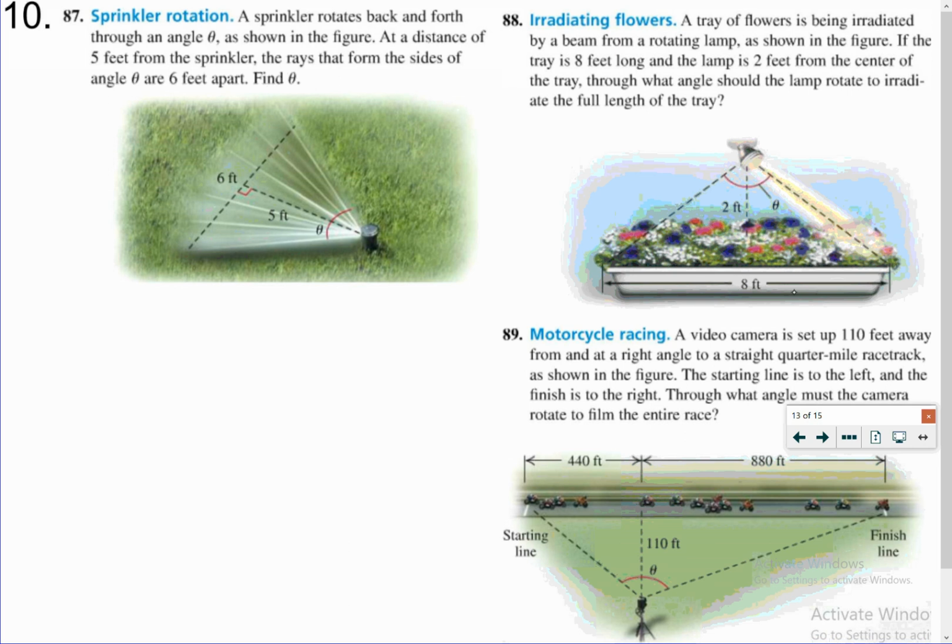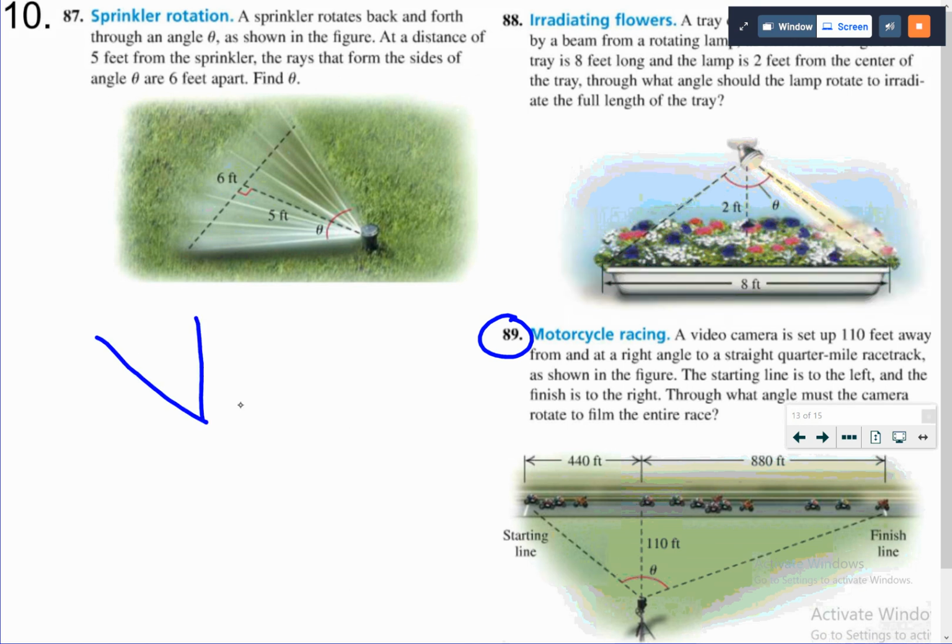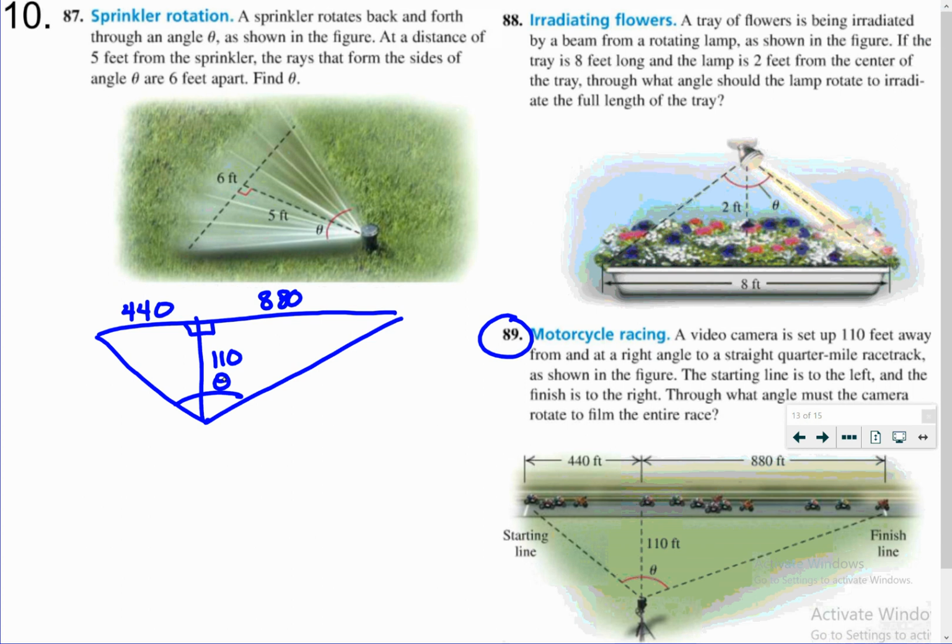Okay, so pick a number, 87, 88, or 89. 89. Okay, I'll draw this a little bigger for you. So we've got 2 mini triangles happening here. There's a couple of right angles. So this is 440, this is 880, 110. And we are solving for theta, which is the angle that spans both of those triangles.